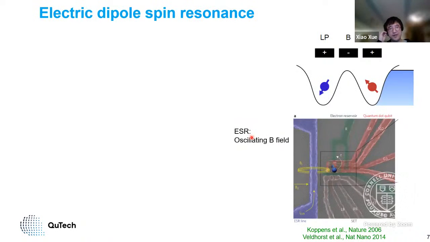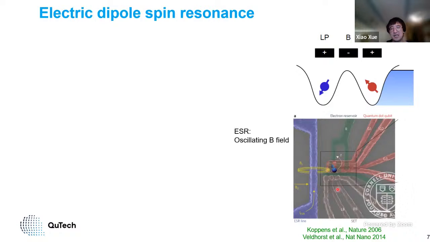Okay, so for single qubit gate, we choose to do the so-called electric dipole spin resonance. So I would like to take one step back. If you want to manipulate a spin degree of freedom, theoretically, spin does not directly couple to electric field, so you are not able to apply an electric field to operate the spin state. What you can do is to apply an oscillating magnetic field.